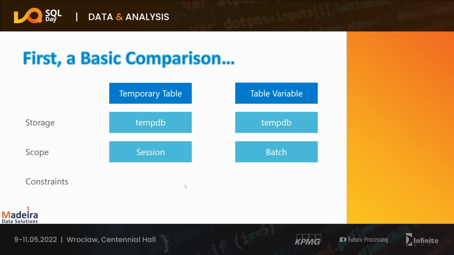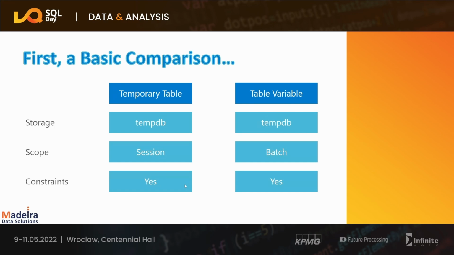Can we use constraints? I'm talking about primary keys, foreign keys, check constraints, stuff like that, with each one of them. The answer is yes. With temporary tables, we can use constraints just like with regular tables because we have DDL statements: create, alter, and drop. So we can do alter table for a temporary table, add a primary key, or check constraints, or whatever.